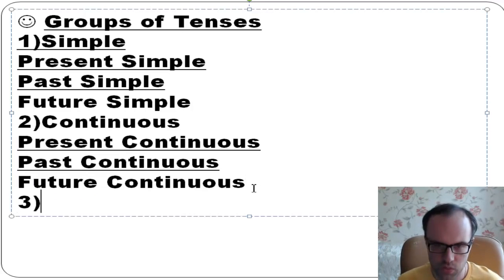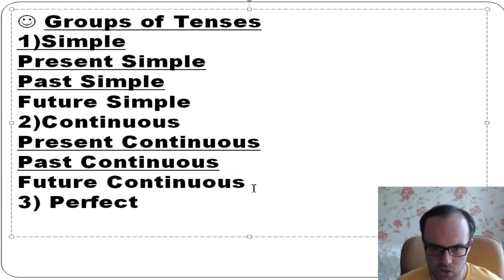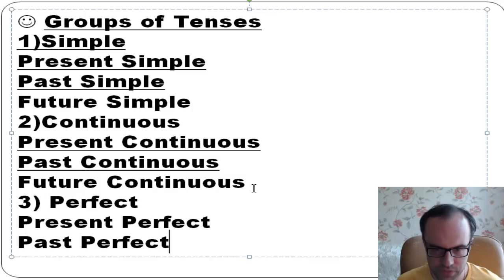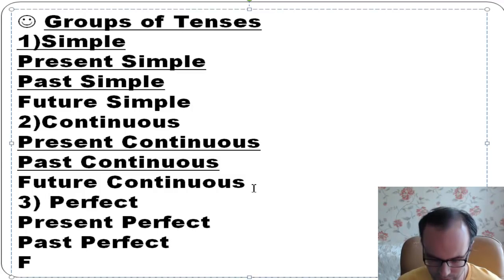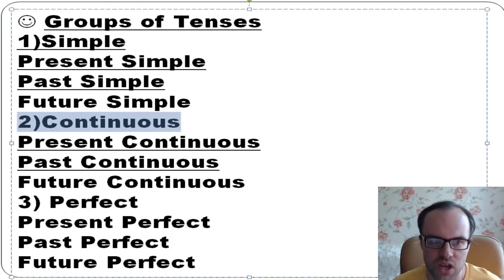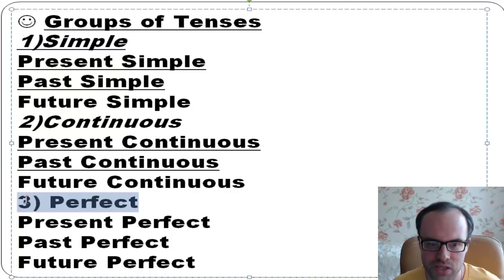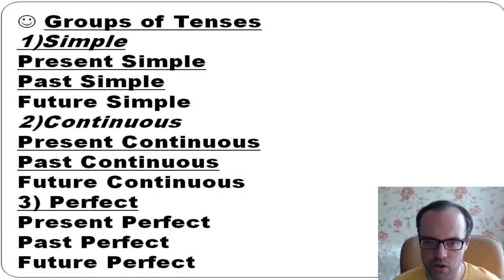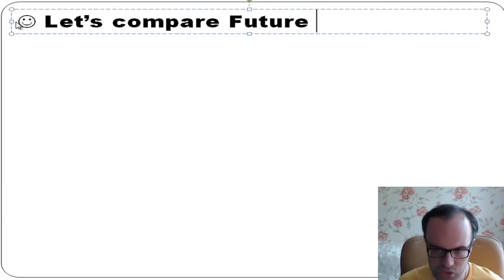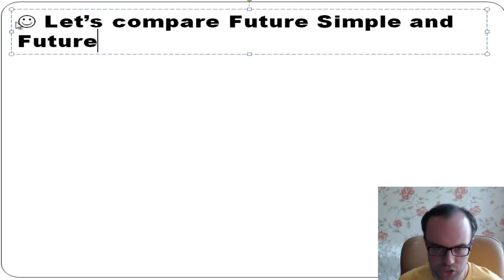Well, and we also need to remember the group perfect. So it's present perfect. It's about the past when there is a connection with the present. Good. Next, past perfect and future perfect. Okay. So I think that we are doing the right thing, and these groups are really very important. So continuous, simple, and perfect. Let's compare future simple and future continuous.